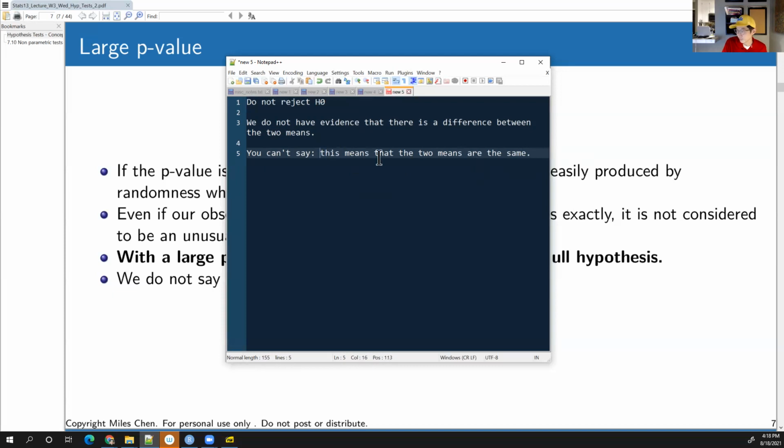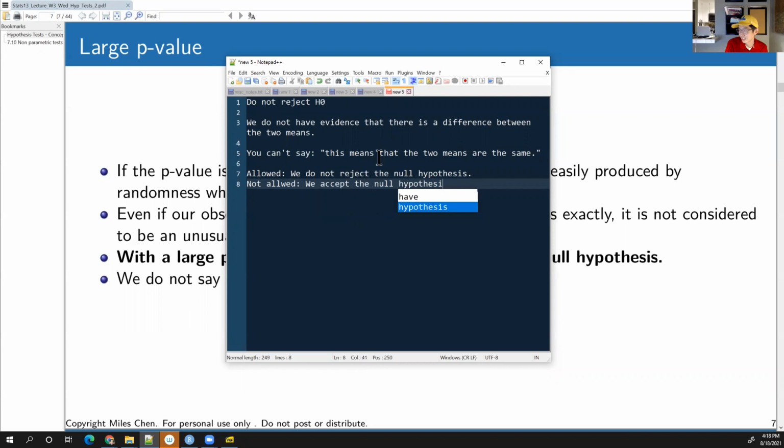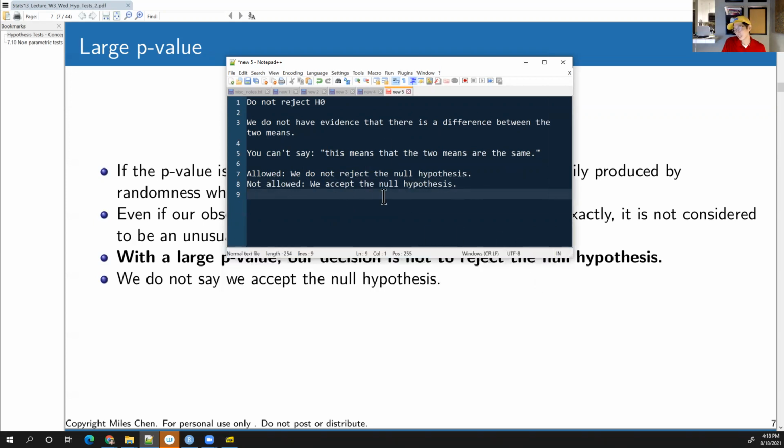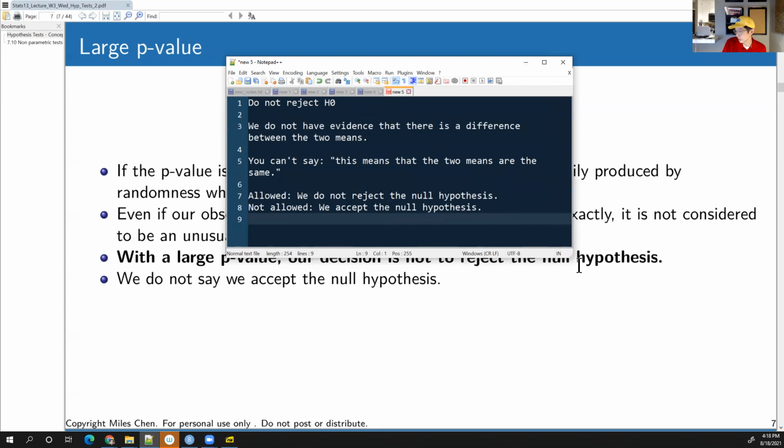So yeah, not rejecting, okay, allowed. Do not reject the null hypothesis. Not allowed. Accept the null hypothesis. Right. And this feels like, why am I allowed to say one thing but not the other? But these are the limitations of what we can say. Is that right? Are you guys able to see this text okay?